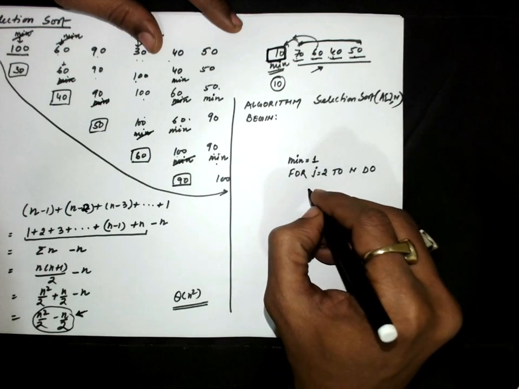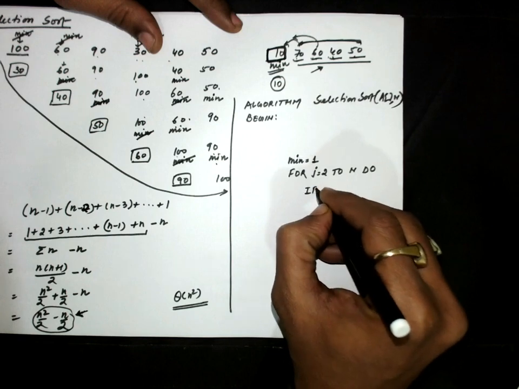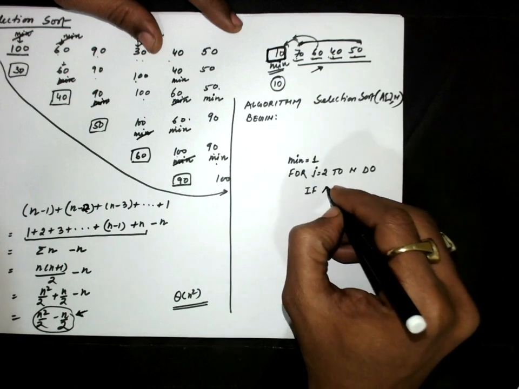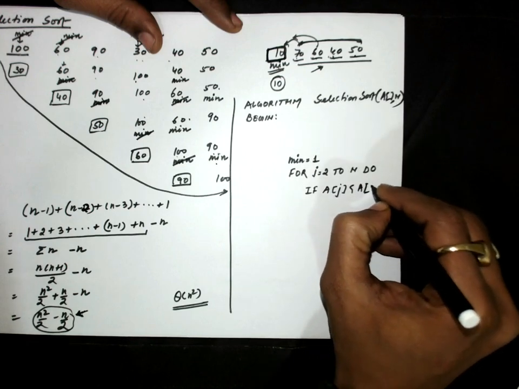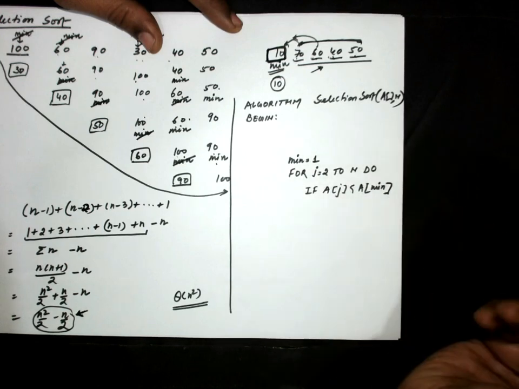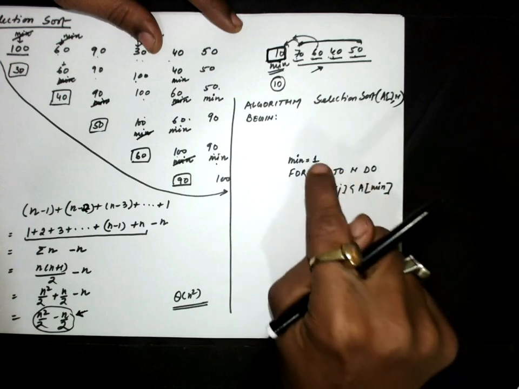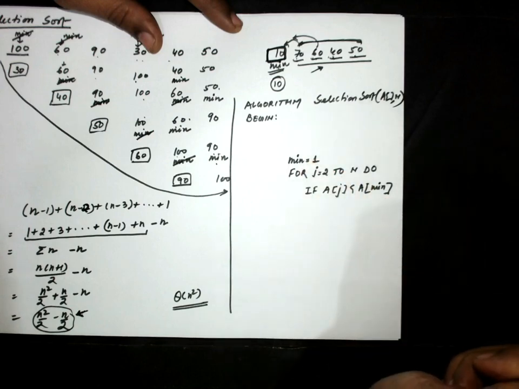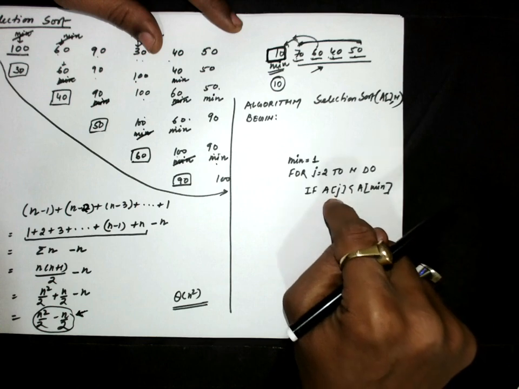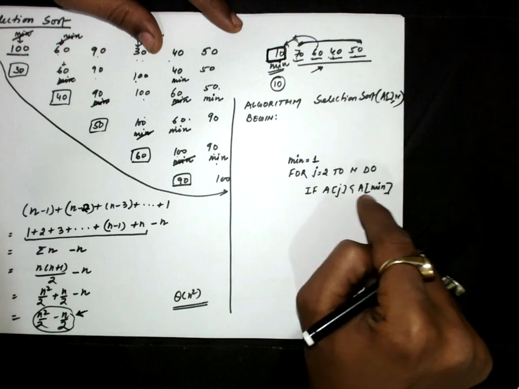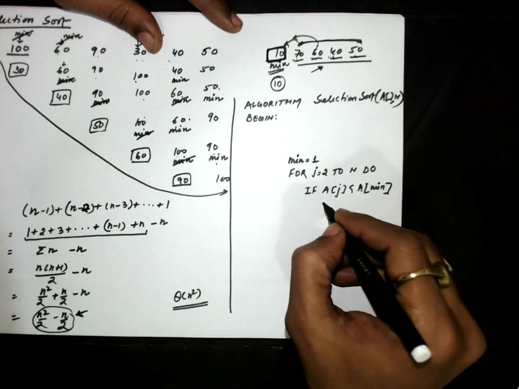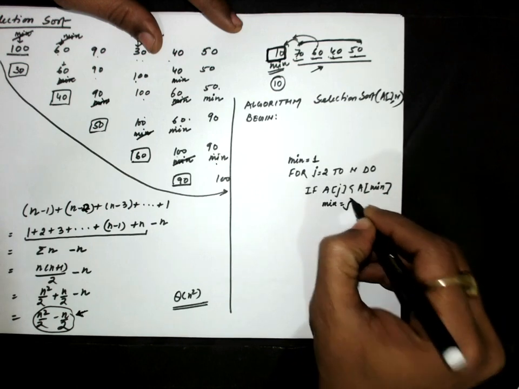Now let us compare the elements. If the a j element is smaller than the minimum element, the index of the minimum element is min. So a j gets compared with the a min element, and if the a j element is smaller than the minimum element, we switch the minimum to the jth position.